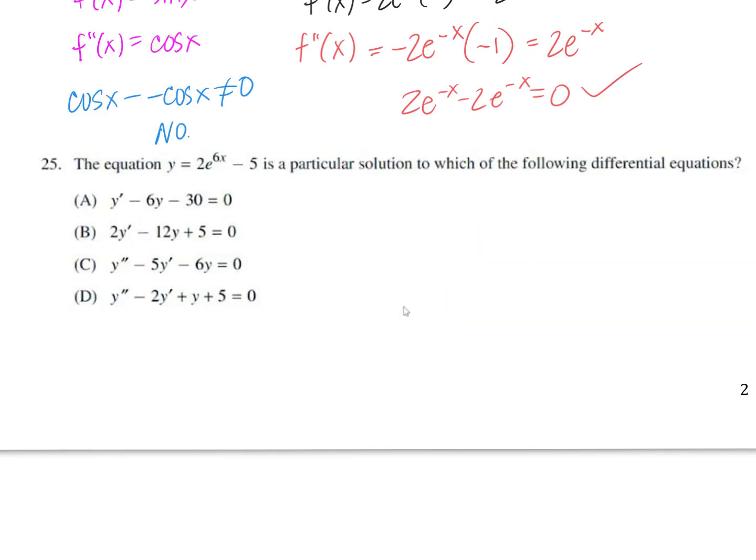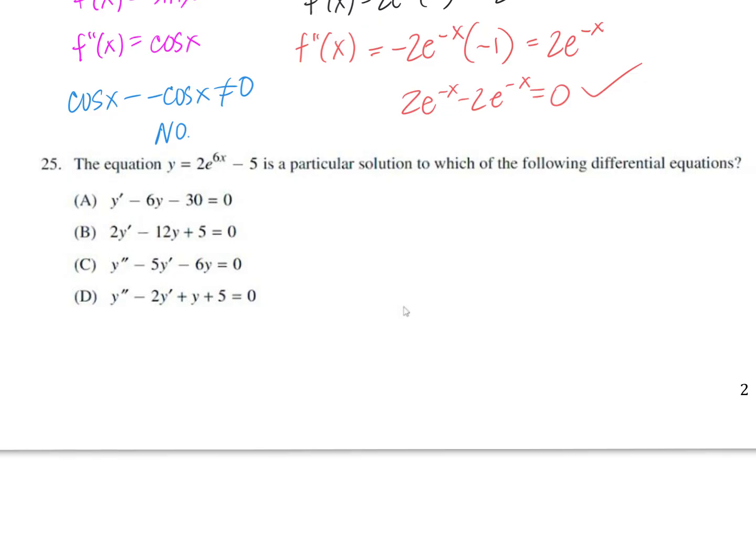Check. Last one. This is how AP is going to ask it. They say, here's y. It's a particular solution to which of the following. Unfortunately, this is like a guess and check, you guys. Meaning, we've got to go get, do you agree, a y prime and a y double prime?